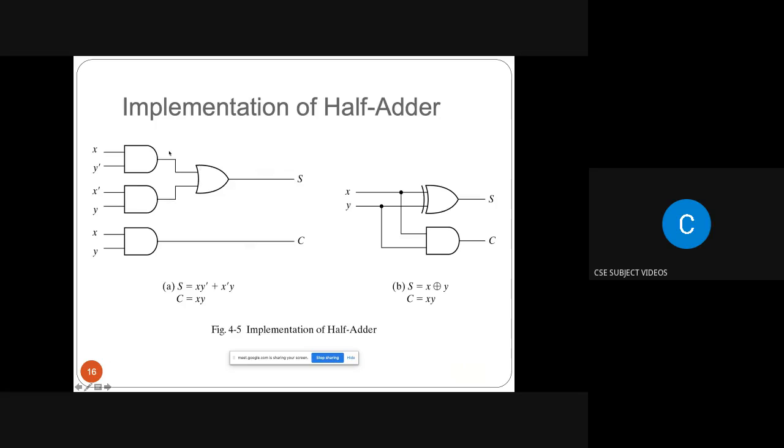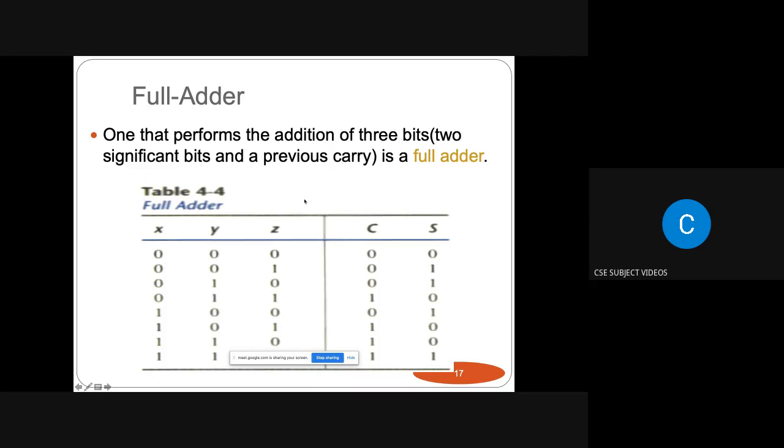See here, before simplification we are using 3 AND gates and 1 OR gate, whereas after simplification we are using only 1 XOR gate and 1 AND gate. So simplification makes the circuit easier for implementation. This is the implementation of half adder. And next is full adder. Full adder takes 3 inputs and produces 2 outputs.